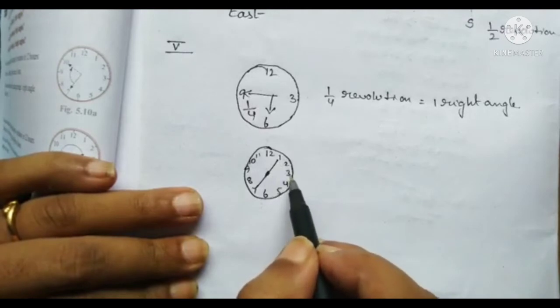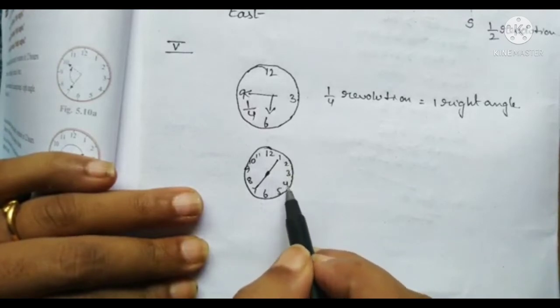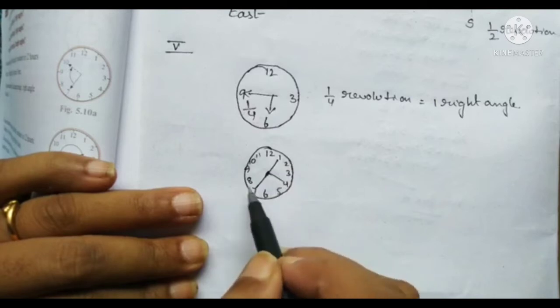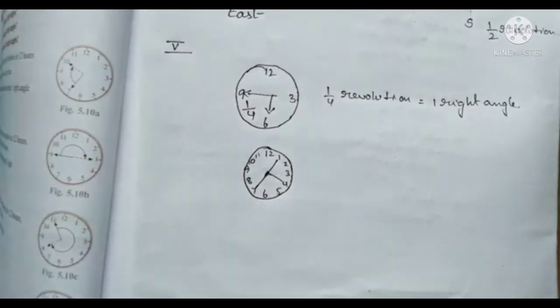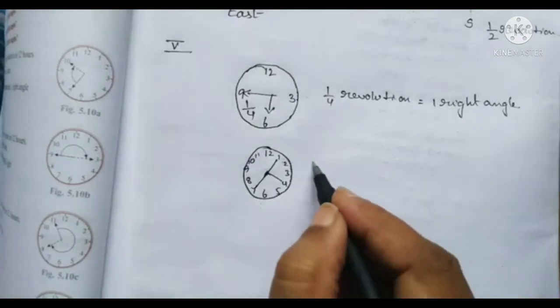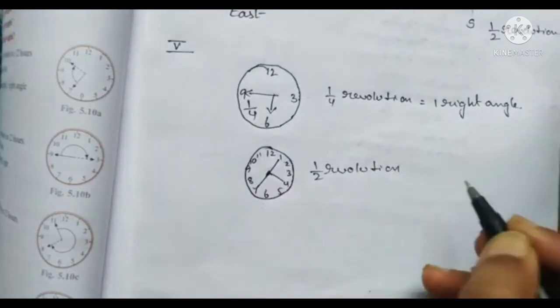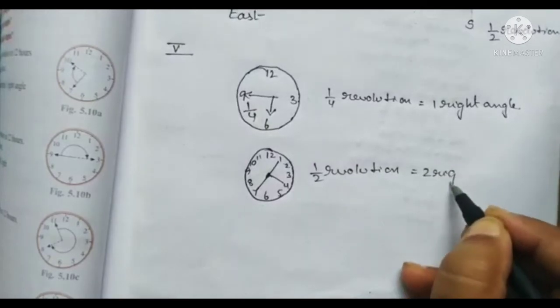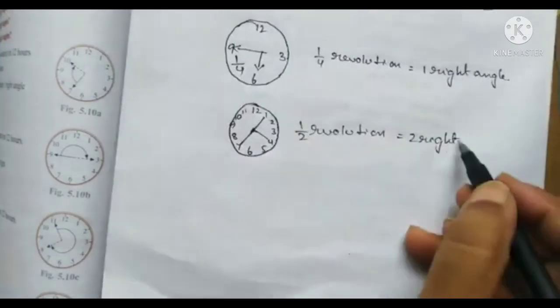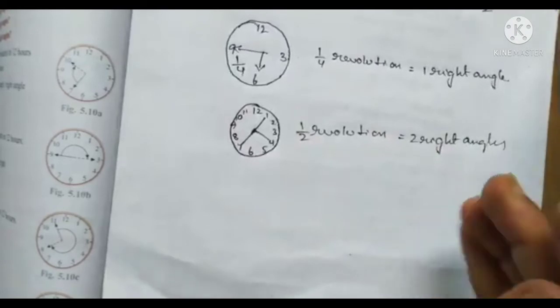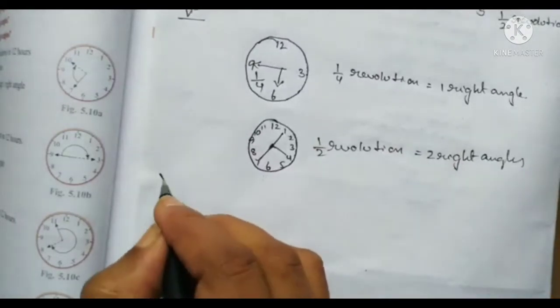3 hours makes 1/4 revolution. So 1, 2, 3. Again 1, 2, 3 means it takes 2 right angles. Half a revolution equals 2 right angles. Okay, do like this. Question number 5.